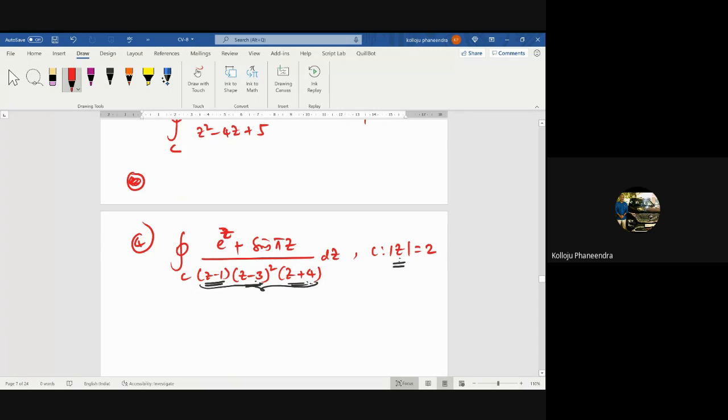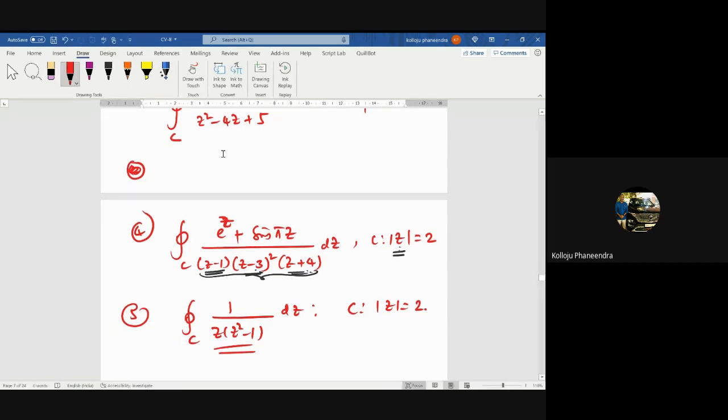And the last one: integral over C of 1 by z into z square minus 1 dz, where C is mod z equal to 2. All three points lie inside: z equal to 0, z equal to plus 1, z equal to minus 1. Take the partial fractions of this and evaluate separately. Any doubts?